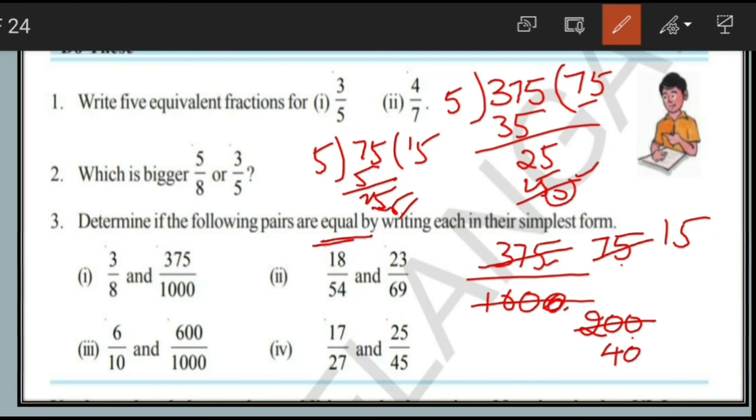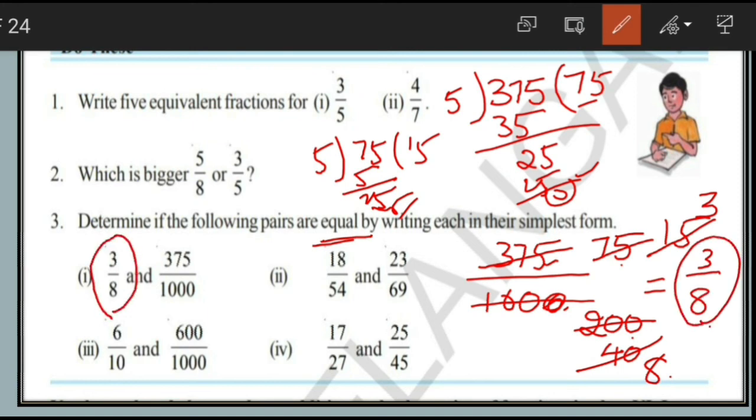And observe that once again 15 and 40 have common factor. So divide with 5. 5 3s are 15, 5 8s are 40. So after this, 3 and 8 don't have any common factor. So 3 by 8 is simplest form. Observe that this is 3 by 8, here also 3 by 8. So both are same. That means they are equal. Like this, do the remaining problems.